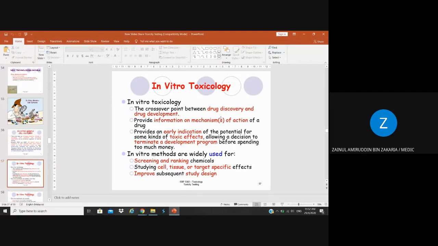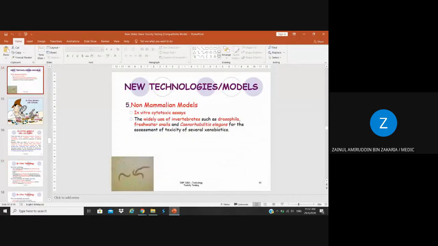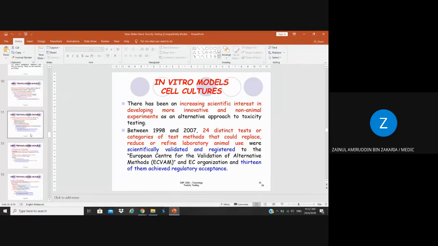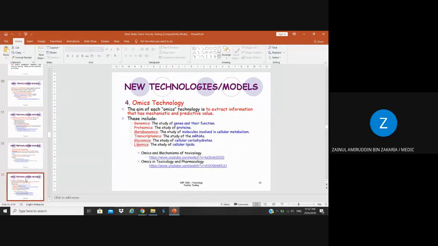So the main non-animal approaches, the most widely used is in vitro, number 5. Yesterday I showed you non-mammalian models and so on. Okay. In vitro cell cultures. The rest depend more, and sometimes the other one is the omics.